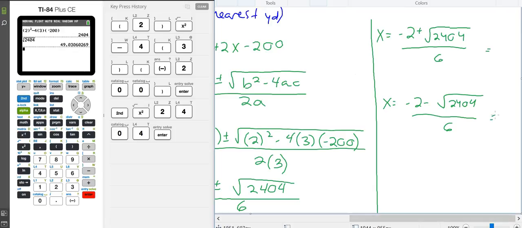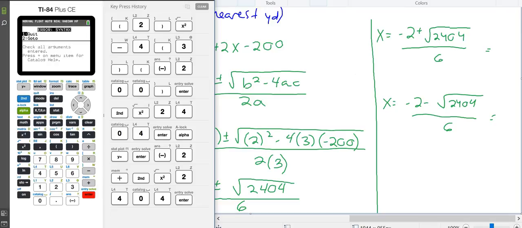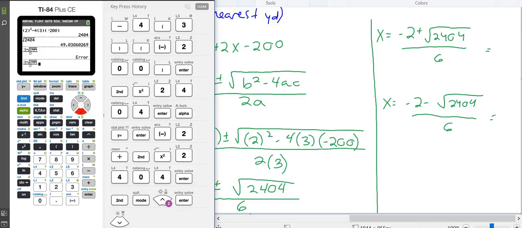So let's do that. For the first problem, we have alpha y equals enter to get a fraction. In the numerator, it's negative 2 plus the square root of 2404 and enter. Oh, whoops, I forgot to put in the denominator. Let's try that again. The denominator was a 6, sorry. Rounded to the nearest yard, 7.8 rounded to the nearest yard is 8.